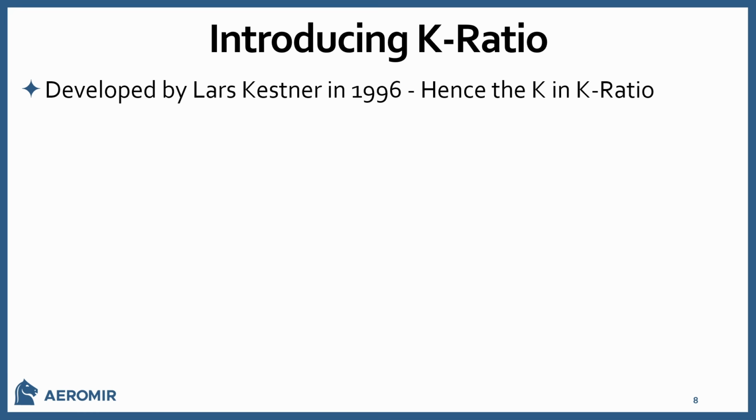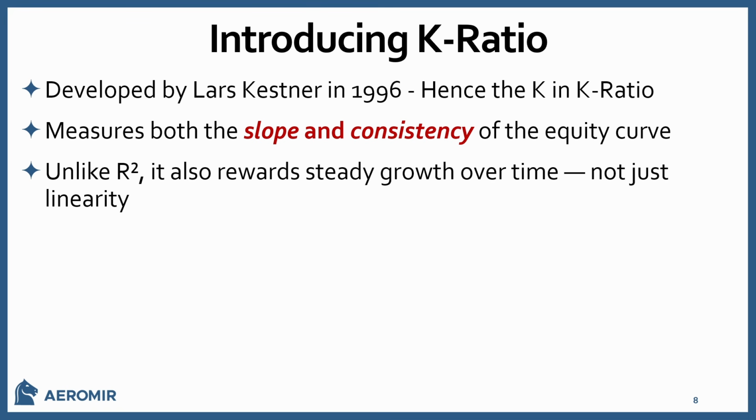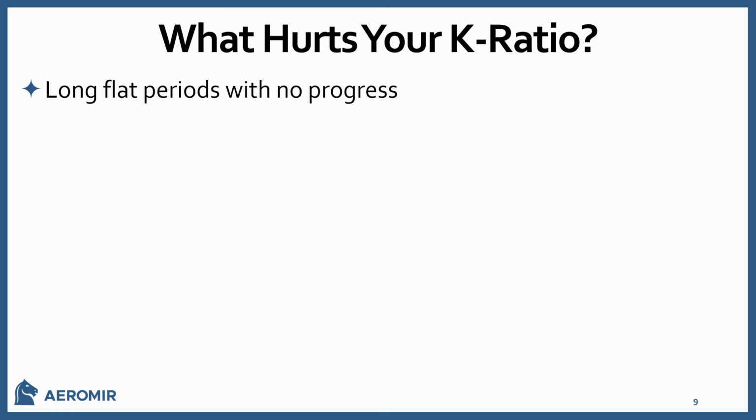It was developed by Lars Kestner in 1996, hence the K in K ratio. It measures both the slope and consistency of the equity curve. So unlike R squared, it also rewards steady growth over time, not just linearity. Think of it as R squared with a bonus for making money consistently.